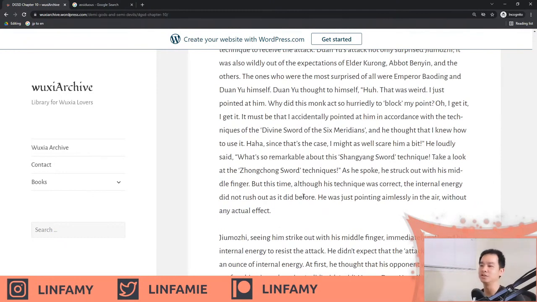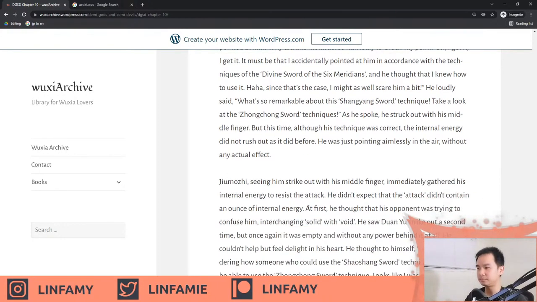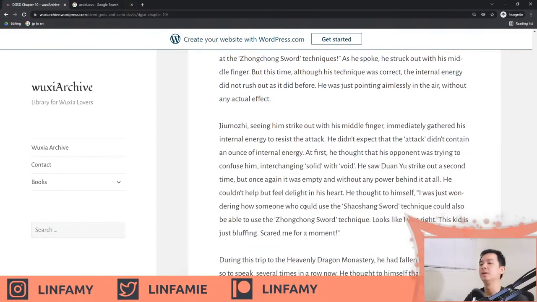Take a look at the Zhongchong sword techniques." As he spoke, he struck out with his middle finger. But this time, although his technique was correct, the internal energy did not rush out as it did before. He was just pointing aimlessly in the air without any actual effect. Jimotsu, seeing him strike out with his middle finger, immediately gathered his internal energy to resist the attack. He didn't expect that the attack didn't contain an ounce of internal energy.